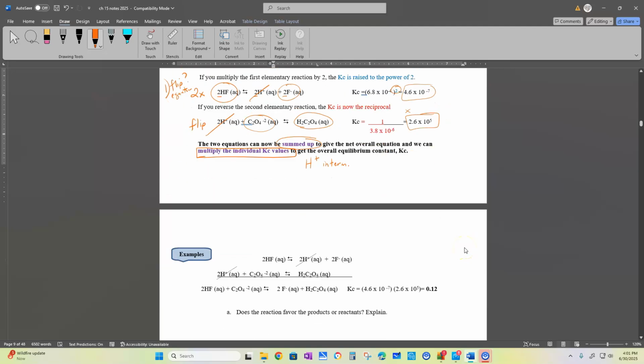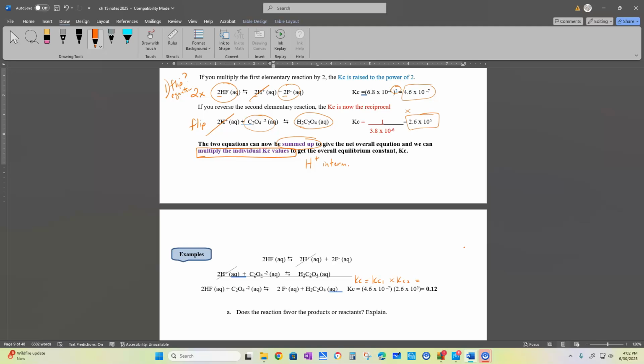So what work do I need to show? Well, exactly what I just did in orange. You tell AP what you did to the first equation. You tell them what you did to the second. You show your work. And then for Kc overall, you just write a little equation: Kc1 times Kc2, and then you get this value.